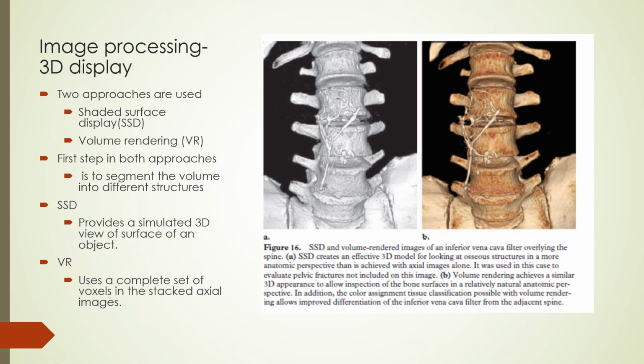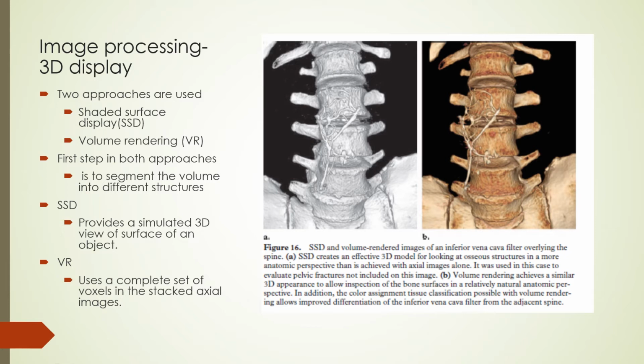3D viewing is an advantage in imaging modality applications. The two approaches used are shaded surface display and volume rendering. The first step in both approaches is to segment the volume into different structures like soft tissue, bone, calcifications, and so on. Shaded surface display provides a simulated 3D view of the surface of an object in the volume dataset. A major disadvantage of shaded surface display is that only a very small fraction of the information in the original image dataset is displayed.